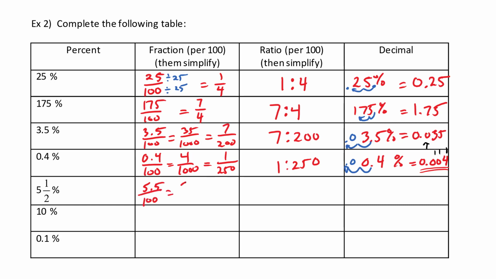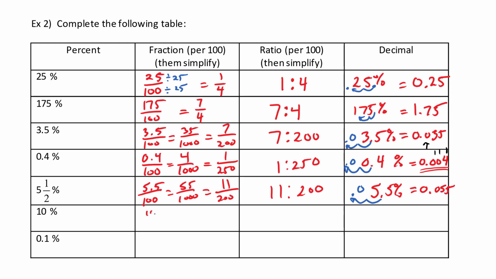5.5%. 5.5 per 100. Multiply the top and the bottom by 10 to get rid of the decimals. And then we'll divide by 5. That's 11 over 200. 11 compared to 200. Over here, 5.5%, we move the decimal 1, 2 over, putting in a 0, and we get 0.055.